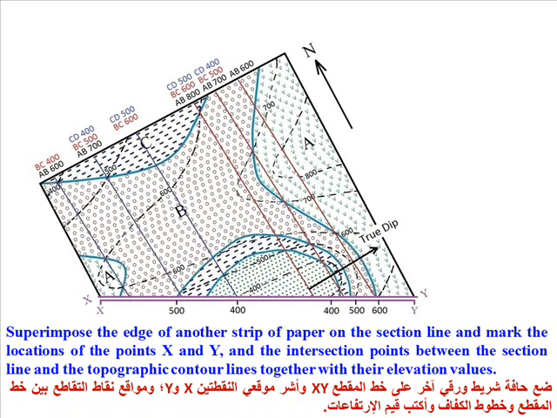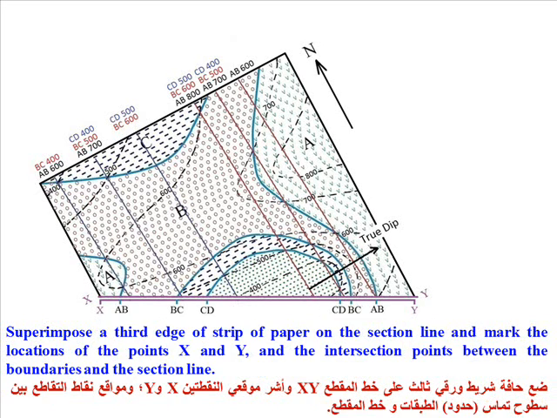Superimpose the edge of another strip of paper on the section line and mark the locations of the points X and Y and the intersection points between the section line and the topographic contour lines together with their elevation values. Superimpose a third edge of strip of paper on the section line and mark the locations of the points X and Y and the intersection points between the boundaries and the section line.